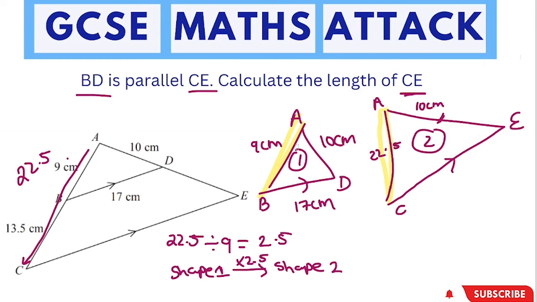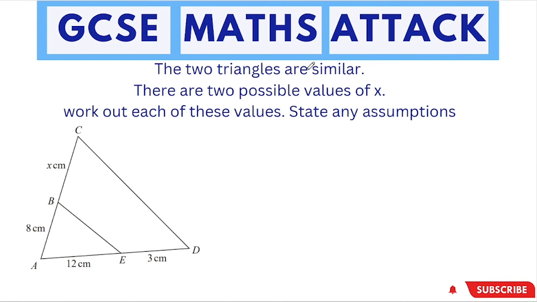First thing I'm going to do is work out the corresponding sides. I know that BD is equal to CE. So the first thing I'm going to do is 17 centimeters times 2.5. And if I times that together, that's going to give me 42.5 centimeters.